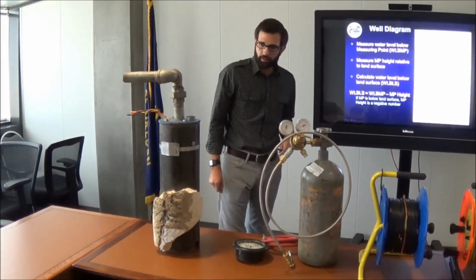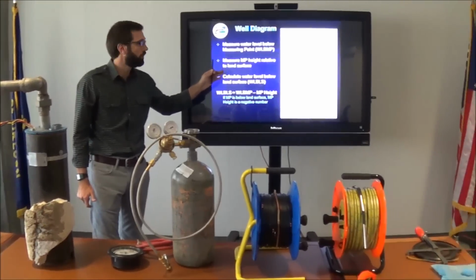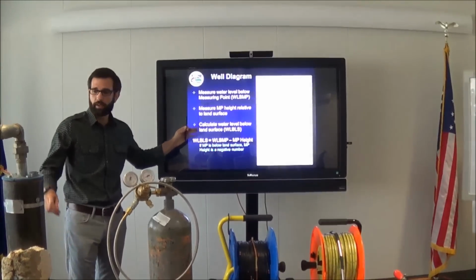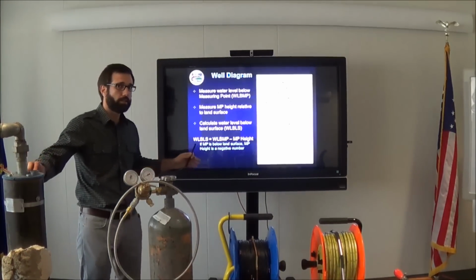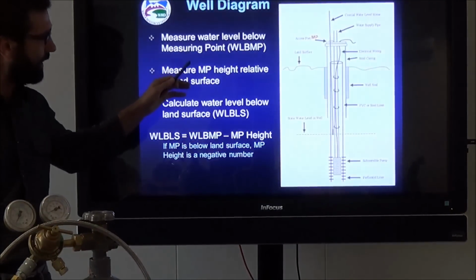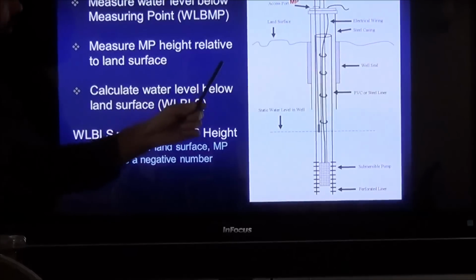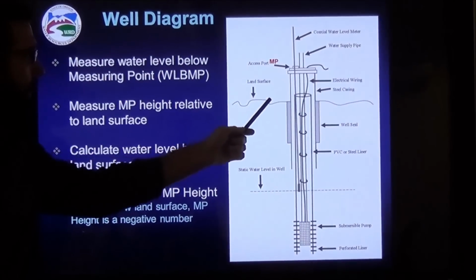Okay, so let's move on. Now here's just a diagram of a well. We also have an example up here. What we're looking at is actually now measuring a water level. So if we look at our diagram here, we have our well. It's above land surface here.